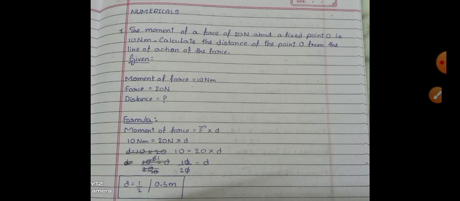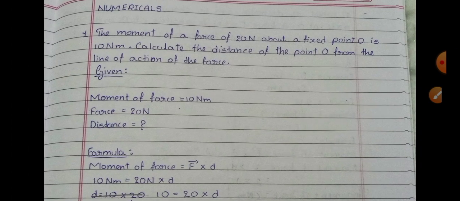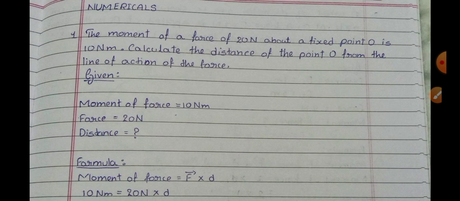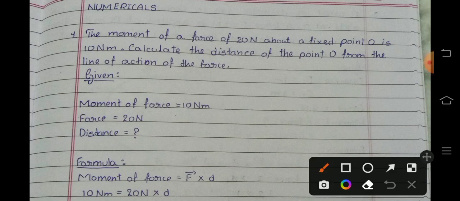So the first problem: the moment of a force of 20 Newton about a fixed point O is 10 Newton meter. Calculate the distance of the point O from the line of action of the force. In this, what they have given: force is 20 Newton, and another is 10 Newton meter, which means they have directly given the moment of force.